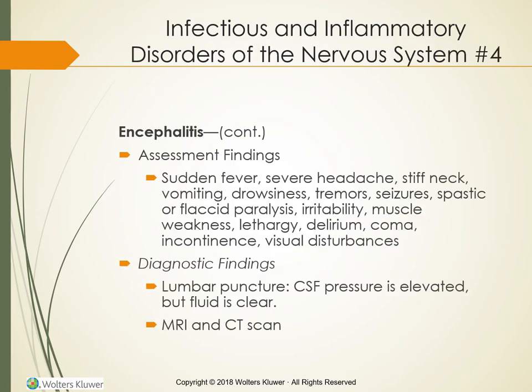Assessment findings. At the onset of viral encephalitis, symptoms include sudden fever, severe headache, stiff neck, vomiting, and drowsiness. During physical assessment, there may be evidence of insect bites. The client may disclose information about immunization or an activity such as a recent camping trip that suggests possible exposure to mosquitoes, other vectors, or a neurotoxic substance.